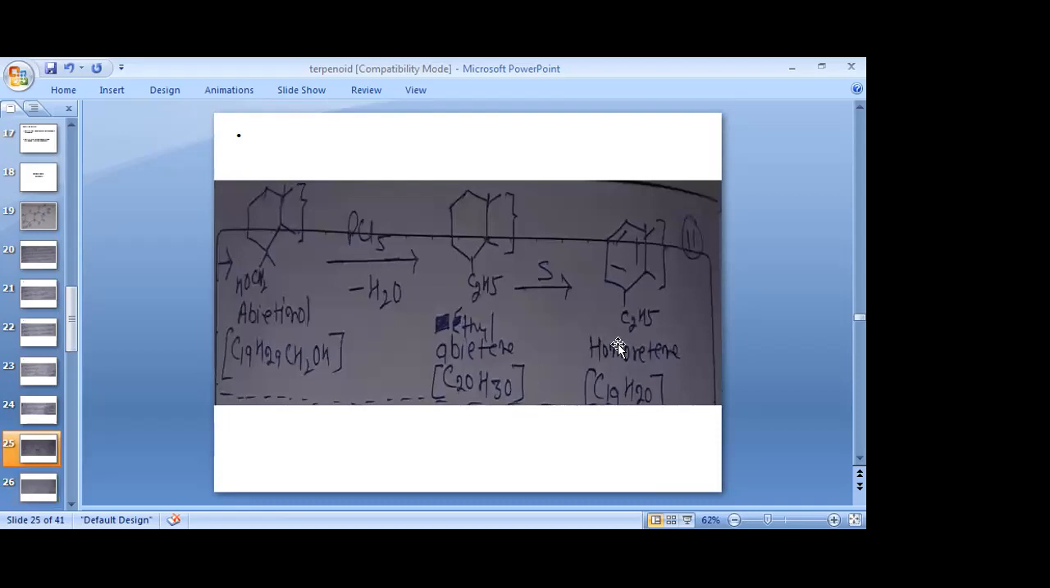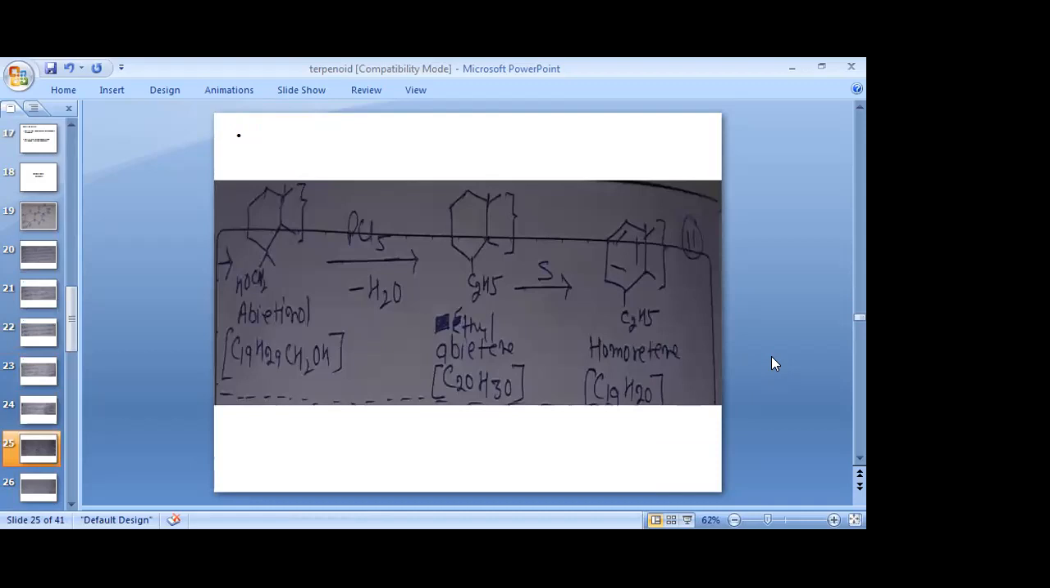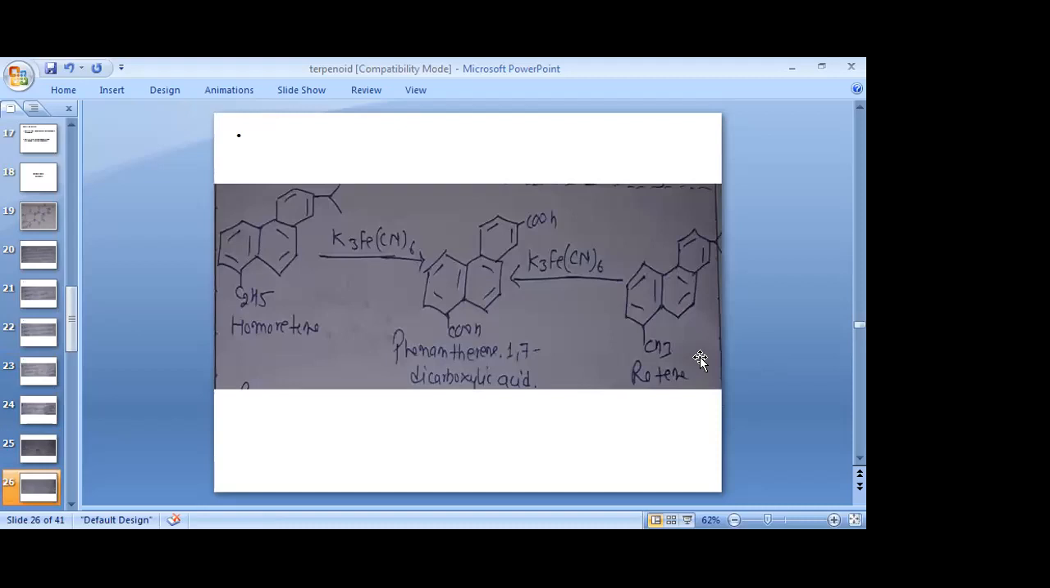And homoretene, how do we produce homoretene? You can see this is homoretene, and retene we have already discussed. Here this is retene. Abietic acid, on dehydrogenation, gives C18H18, and that is retene. And here you can see homoretene, which is C19H20. So either homoretene or retene gives the same product when they react with potassium ferricyanide, and that product is phenanthrene 1,7-dicarboxylic acid.